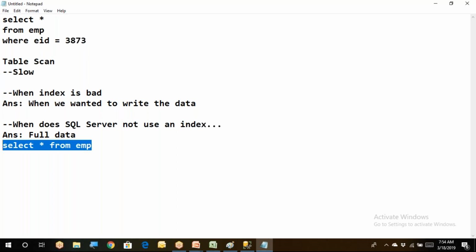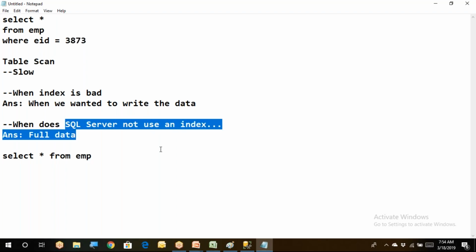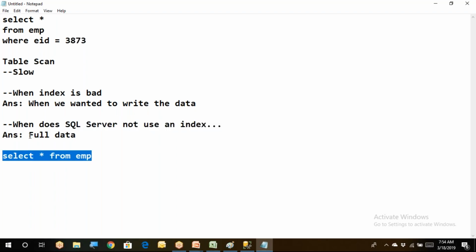Because select star from employee means what is the meaning? I need all the data from the employee table. When you need all the data from the employee table, are any indexes used? Even though a lot of indexes are available, no, you want to read complete data. If you want to read complete data, then table scanning is used. When does SQL Server not use any kind of index? When you want to read all the data.